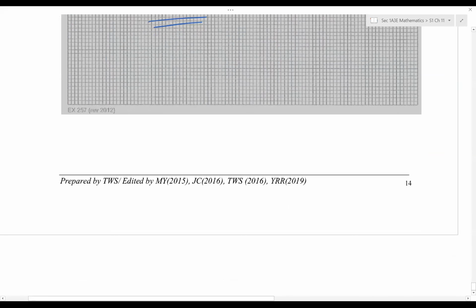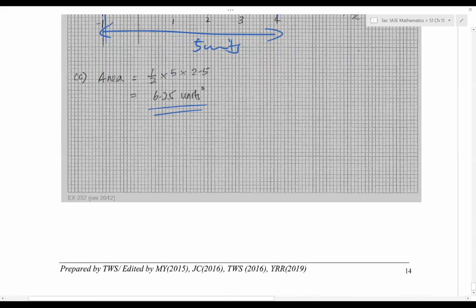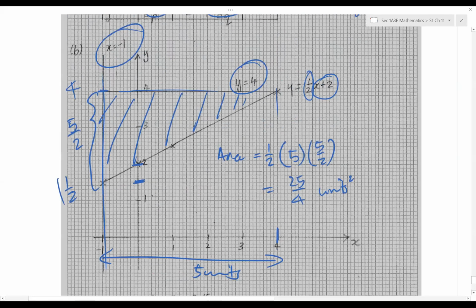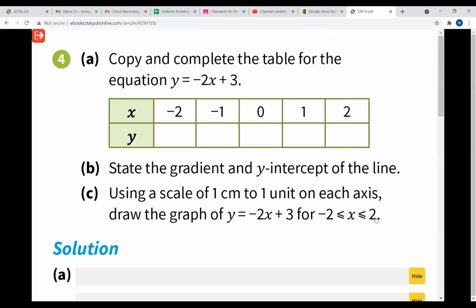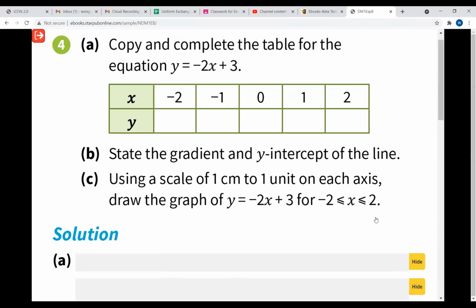And now we move on to our textbook questions. 11.4, question 4 and 9. Okay, now, copy and complete a table for this equation. Shouldn't be a problem, just substitution only.